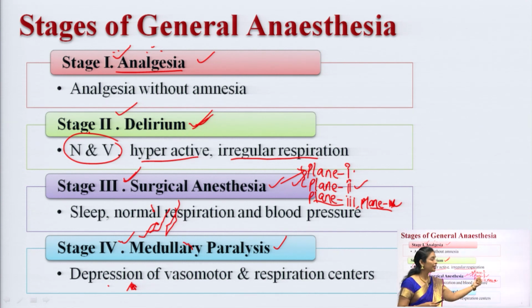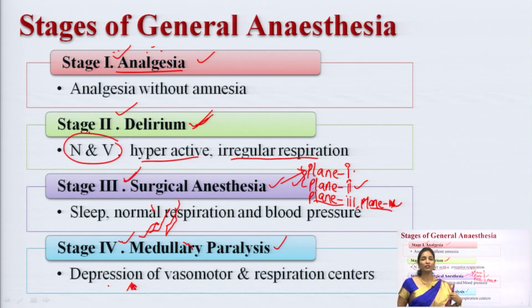but when the person enters into plane 3, the corneal reflex also will get abolished. Okay, the corneal reflex also will get abolished. And what about plane 4? When the anesthesia goes deep, now the person will go into plane 4. In plane 4, what you can see here? Here the blood pressure will fall more and more, and here the pupil also will get dilated. Okay, these are the 4 planes.